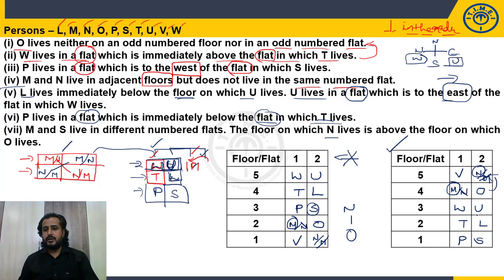So VN, MO, W, T, L, P, S. It is the final arrangement. So please take a note of this. So until we reach the 6th clue, we are unable to fix the arrangements. So this should be your approach in exam.